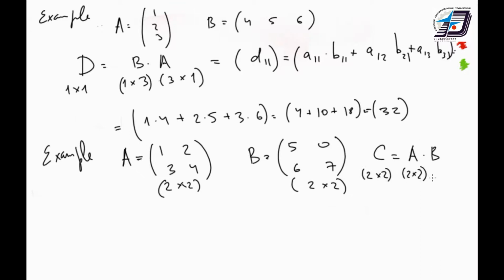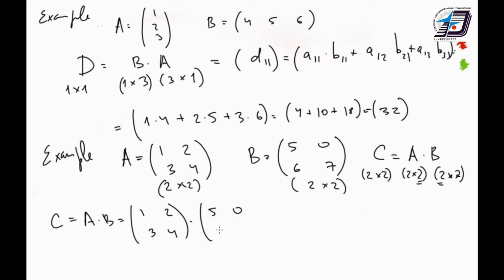You can notice that it is a 2 by 2 matrix. I put here 2 by 2 and 2 by 2. So it's clear that we can multiply them because the internal numbers 2 and 2 are equal, and the size of the new matrix C is 2 by 2. Now we are ready to calculate this. C equals A times B, and it is 1, 2, 3, 4 times 5, 0, 6, 7.